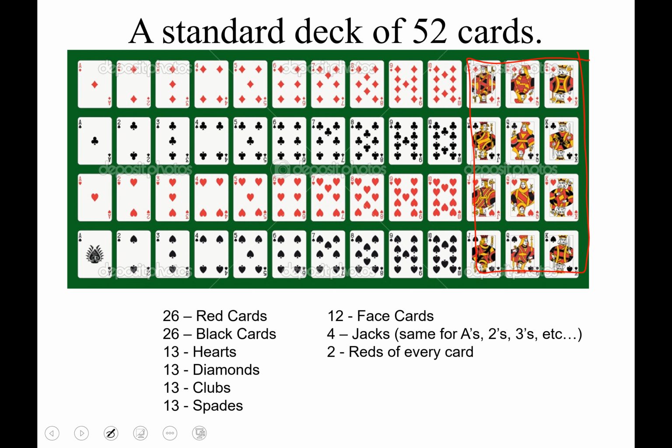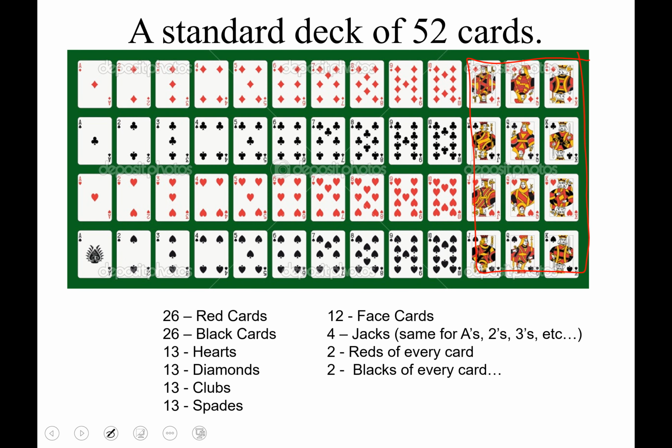Okay, there are 2 reds of every card. So what I mean by that is, let's go with the 4 jacks example. 2 of those are red. So jack of hearts and jack of diamonds. There are 2 blacks of every card. So let's go with the jacks example again. There is the jack of spades and jack of clubs.